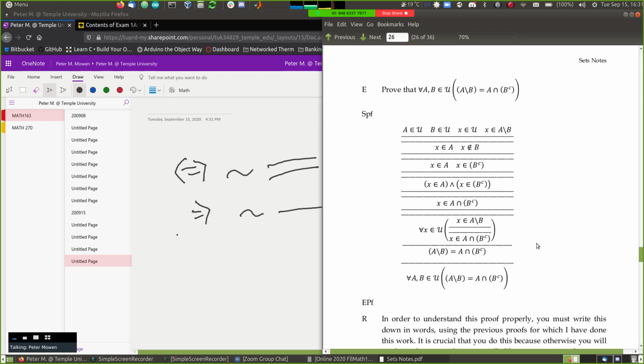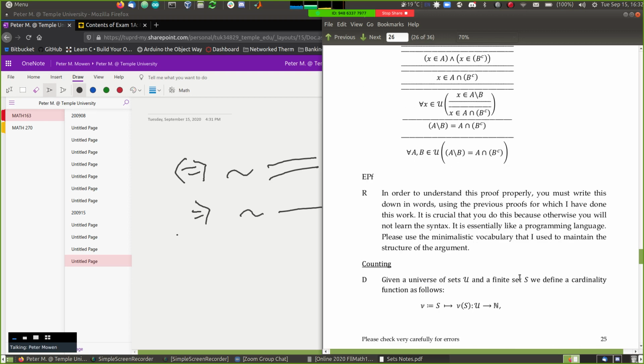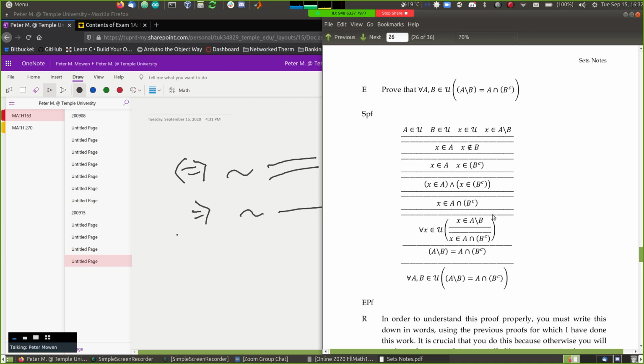Actually, would it be helpful if I just read this in plain English? Okay, so we've picked some A in the universe and some B in the universe and then some X in the universe, and we've noted that X is a member of A without B. Actually, before I do that, it's asking us to prove that for every A and B in the universe, A without B is equal to A intersect B complement. So that's what we're trying to prove.